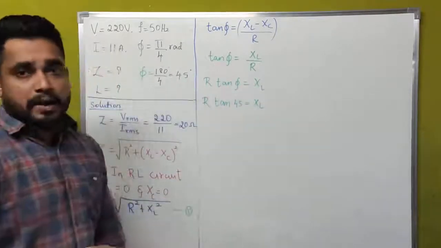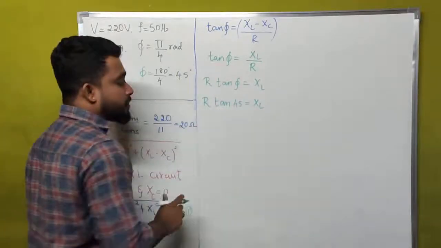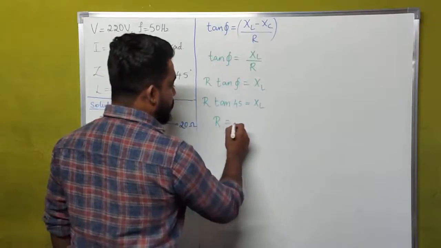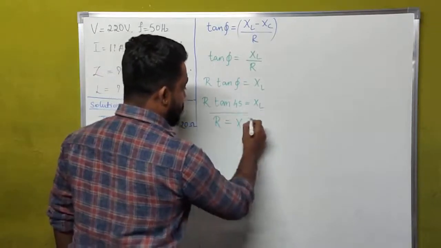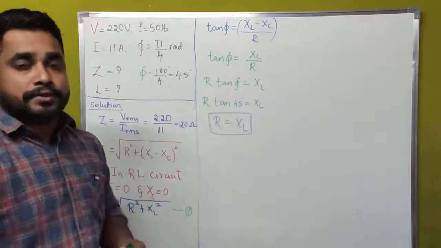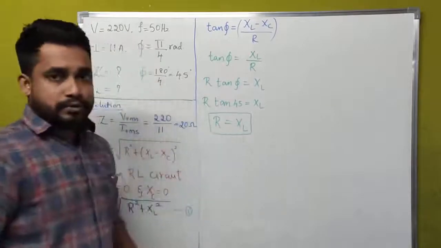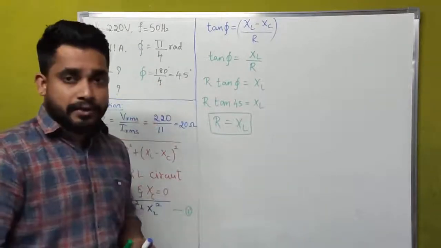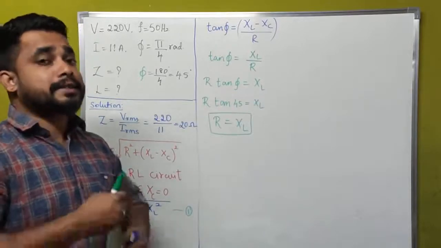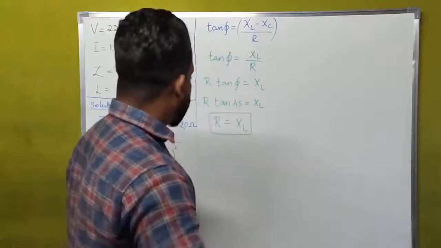What is the value of tan 45? Obviously we know that tan 45 is equal to 1. So what it will become? R into 1 is equal to R. This is the expression for R. R is equal to XL. That means both carrying same values. The resistance of a resistor and reactance of an inductor both have the same value. That means R is equal to XL.